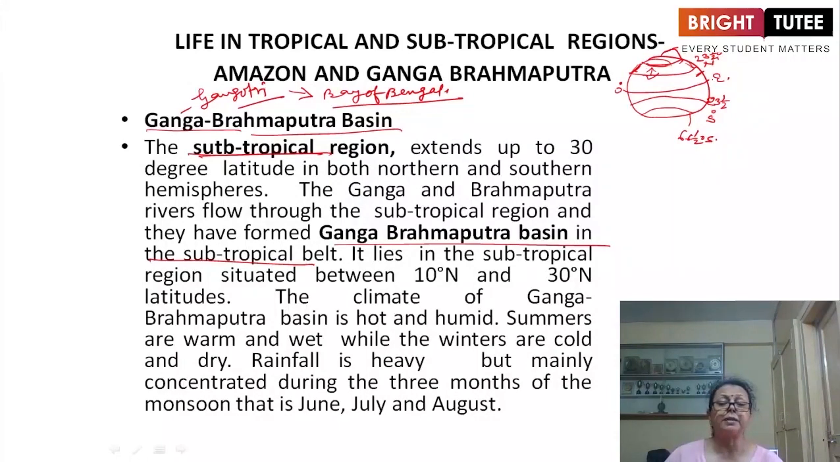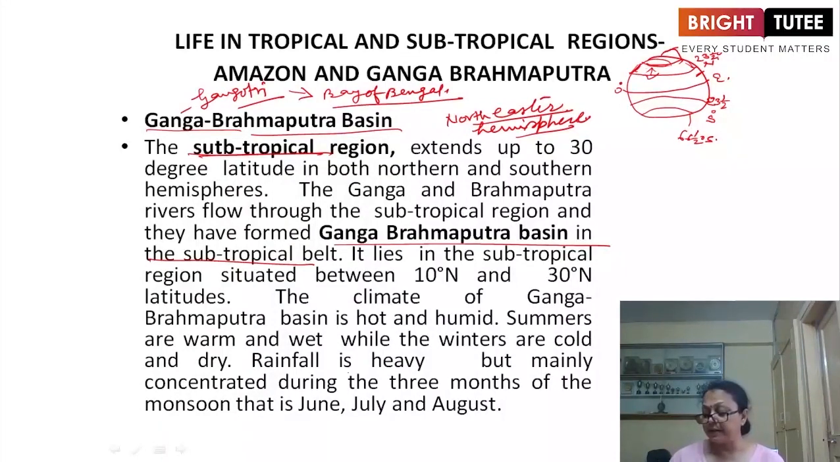But here we are coming to discuss in the context of India. India lies in the northeastern hemisphere. So it is completely between 10 degree north and 30 degree north latitude, and the climate of the Ganga Brahmaputra basin is hot and humid. Summers are warm and wet, while the winters are very cold and dry.